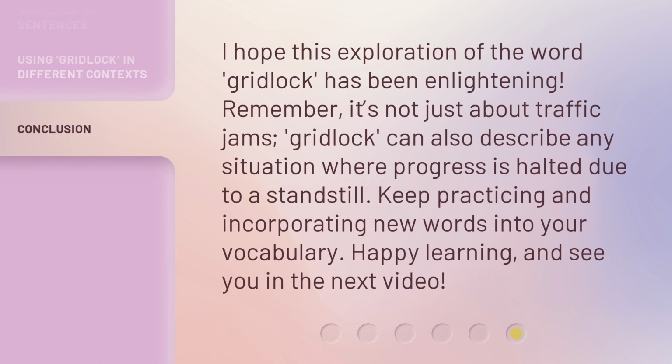I hope this exploration of the word gridlock has been enlightening. Remember, it's not just about traffic jams. Gridlock can also describe any situation where progress is halted due to a standstill.